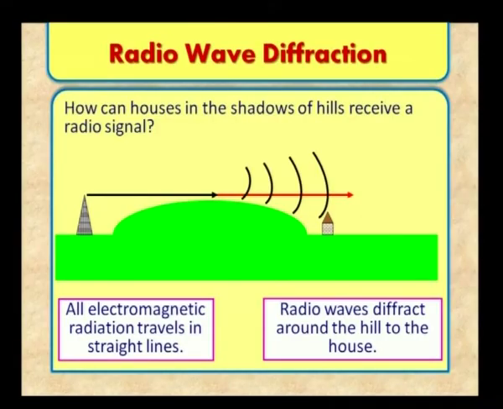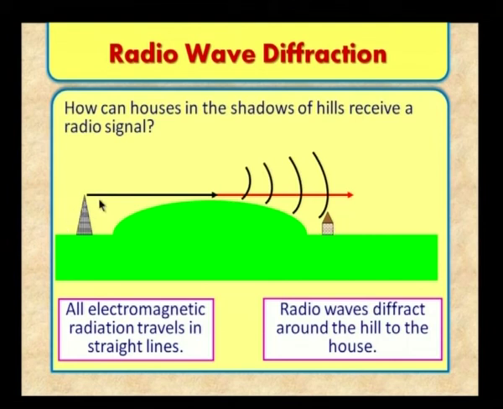What is the problem with the TV signal and radio signal? How can houses in the shadows of hills receive them? You have got a hill here, the hill may be even having greater height, the house is somewhat at a lower level, and the radio signal is coming here. If it would have gone straight, like what Newton said about light being made of rays that travel in a straight line, the signal would never reach the persons who are sitting inside the house. This is a house here.